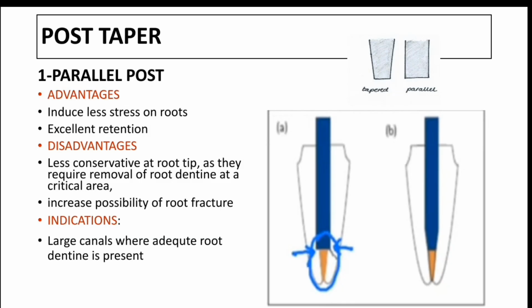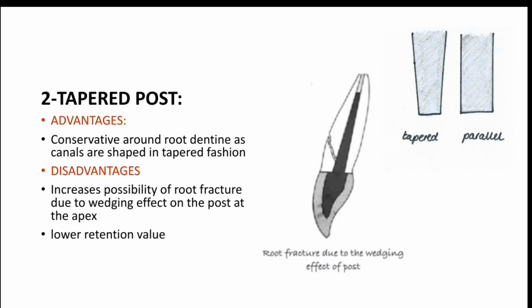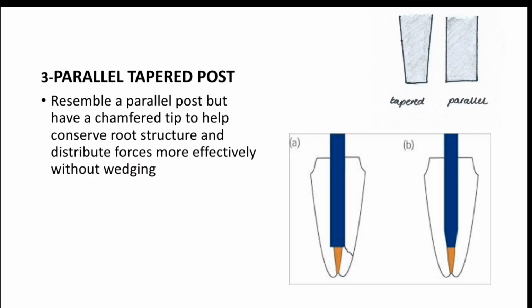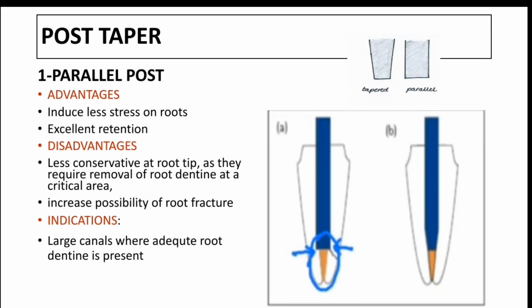Next is post taper, another important factor. You can see there are different post taper types: parallel post, tapered post, and parallel tapered post. We will talk about them one by one. First is the parallel post. The parallel post has the advantage that it induces less stress on roots, and it has excellent retention. But the disadvantage is that it is less conservative at the root tip.